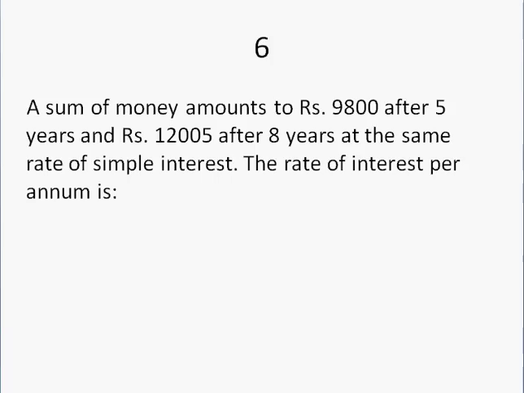So if the amount at 5 years is 9800 and for 8 years it is 12,005, what would be the simple interest for 3 years? Then what would be the simple interest for 1 year? Then what would be the simple interest for everything else, right? So we can easily find that, and we can find the principal and everything. Okay, so now we'll do it here.